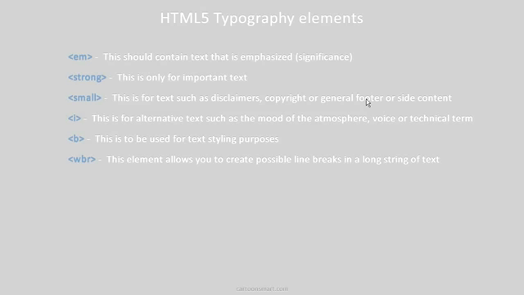The I tag has changed. In HTML4 that was used for italics, but now we use the I tag as alternative text, such as the mood, atmosphere, voice, or technical term. The B tag is now used for different styling of the text. So again, you could style the text bold if you wanted, but also if you wanted different coloring of the text, if you want to put a strike through the text, whatever you want to do, if it is styled differently, use the B tag.